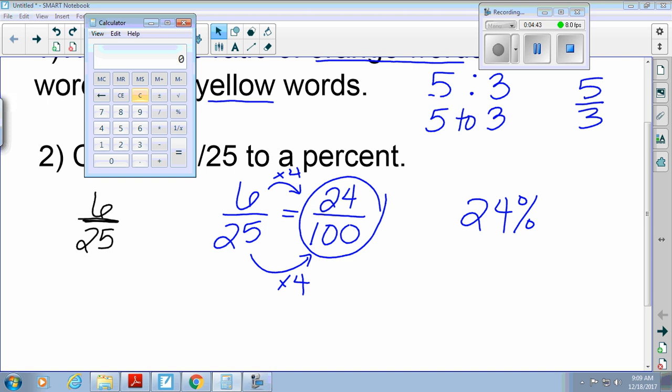So make sure you have your glasses on, kids. It helps with division. I said make sure you have your glasses on. It helps with division. And nobody laughed. That's the story of my life.